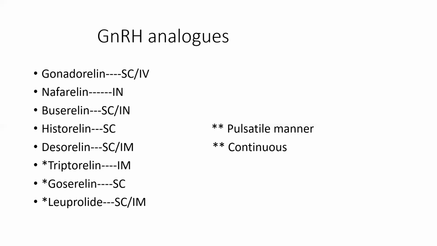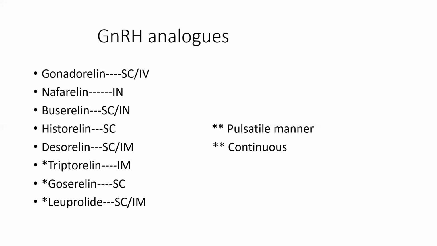The route of administration of gonadorelin is subcutaneous and intravenous, whereas nafarelin is given intranasally. Buserelin can be given subcutaneously or intranasally. Histrelin is given by subcutaneous route, whereas deslorelin is given by subcutaneous or intramuscular route. The triptorelin, buserelin, and leuprolide are depot preparations. Triptorelin can be given intramuscularly, whereas buserelin subcutaneously, and leuprolide can be given by subcutaneous or intramuscular route.